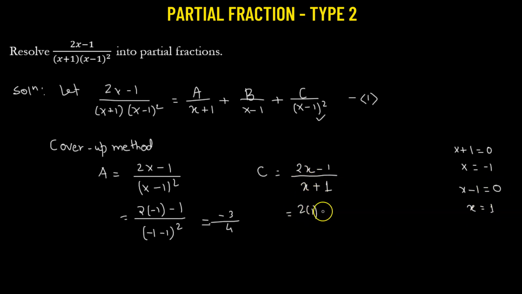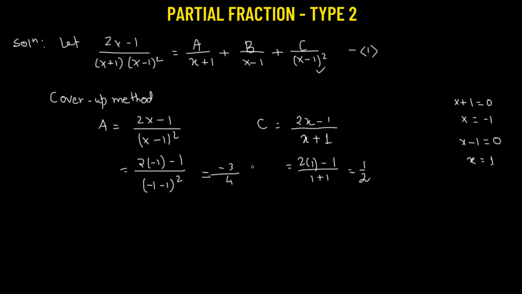So we have 2 times (1 minus 1) divided by (1 plus 1). So 2 minus 1, that's going to be 1. So we have 1 over 2. We have obtained the value of a and c. Now our task will be to obtain the value of b.